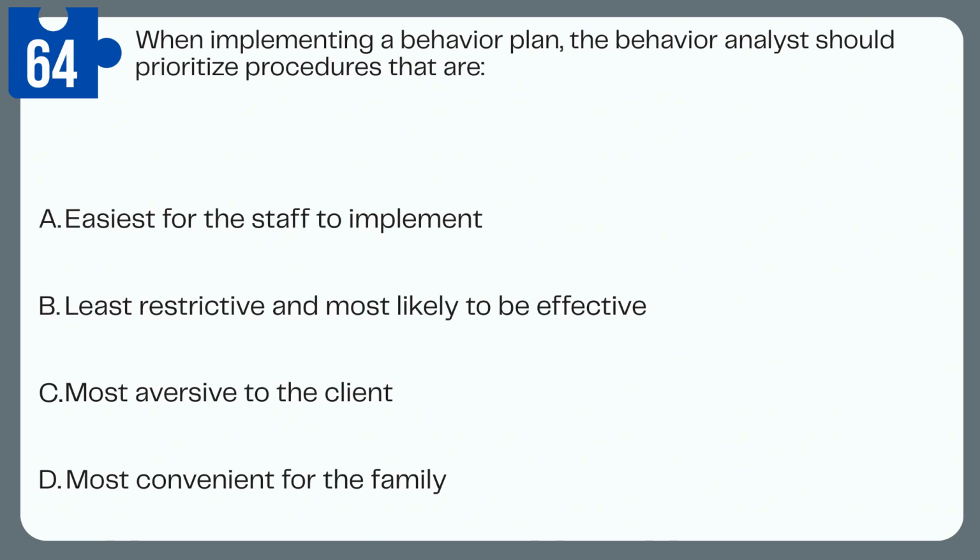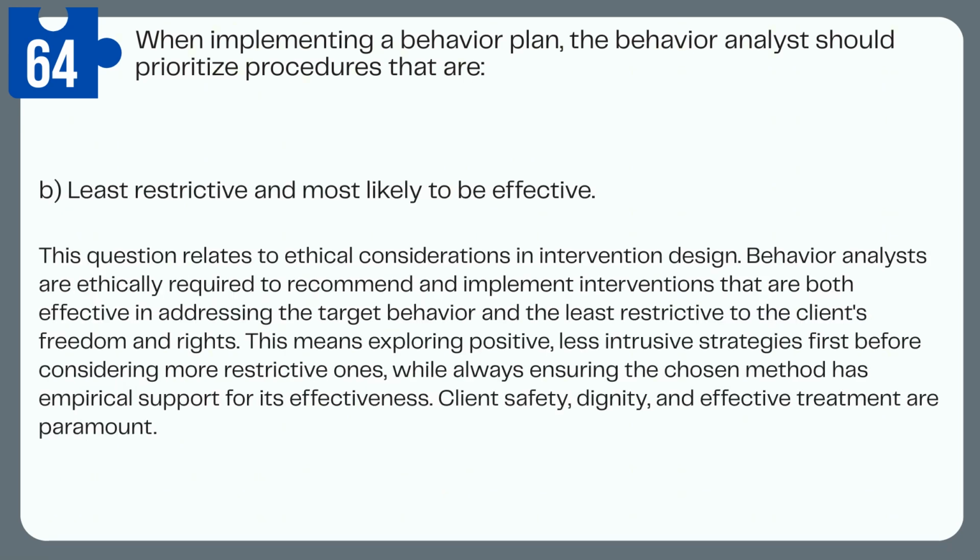Question 64. When implementing a behavior plan, the behavior analyst should prioritize procedures that are A. Easiest for the staff to implement. B. Least restrictive and most likely to be effective. C. Most aversive to the client. D. Most convenient for the family. Answer. B. Least restrictive and most likely to be effective.